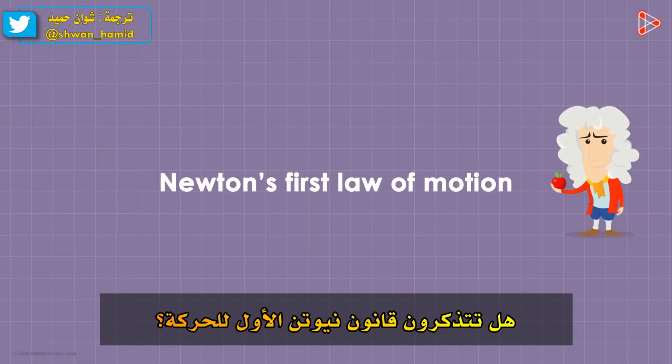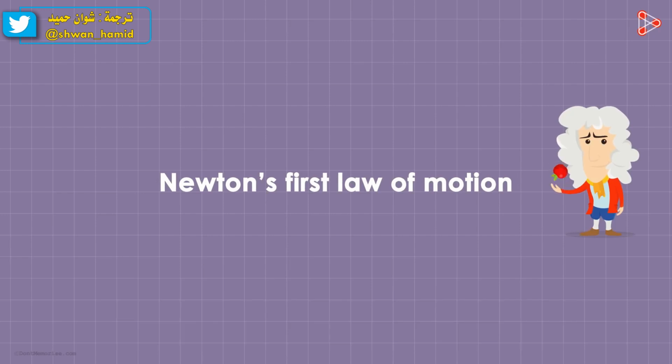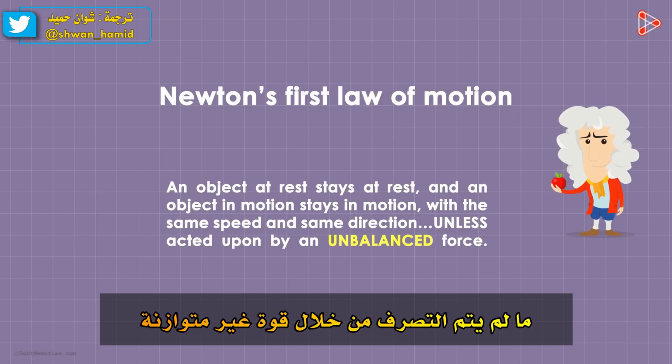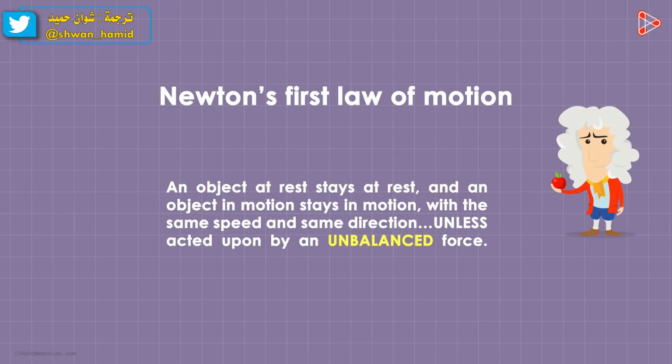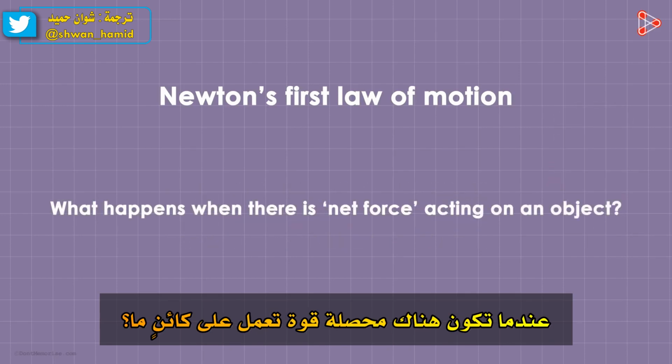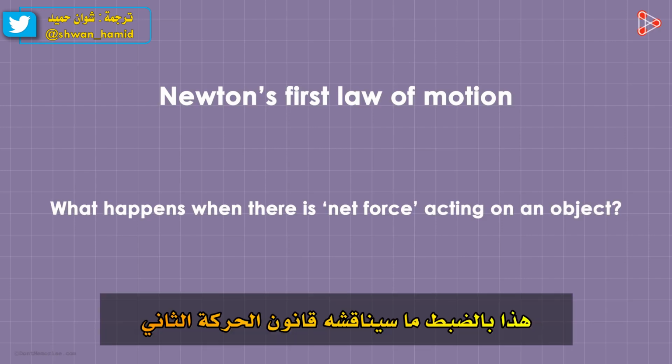Remember Newton's first law of motion. It says that an object will continue to do what it's doing unless acted upon by an unbalanced force or some net force. Now the important question is, what happens when there is net force acting on an object? That's precisely what the second law of motion will discuss.